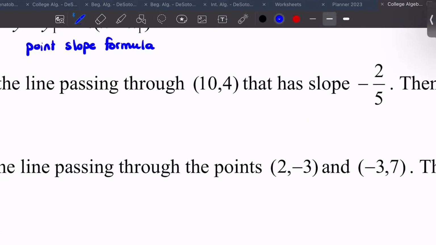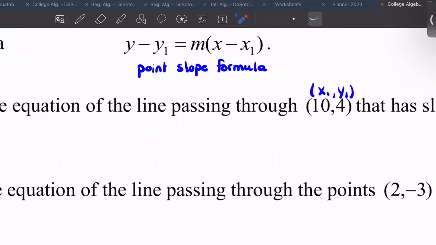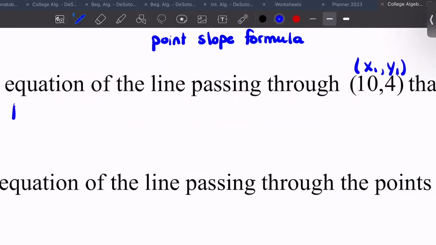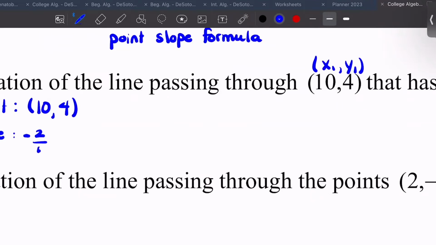So we're given x1 and y1 and we're given m, okay? So look at your formula up here. You're given this, this, and this, okay? So you need point and you need slope, point slope formula. Makes sense that you would need your point and your slope. Your point was (10, 4). Your slope was, it was negative? Yeah, negative 2/5. All right.